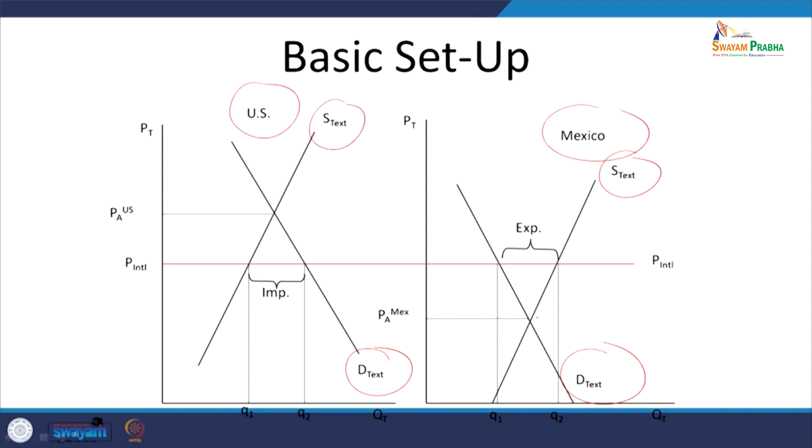Now, in Mexico, so far as textile is concerned, we have already discussed the price is here, their domestic price, especially in the autarky situation. The price is here, Mexico's maximum price, whereas compared to US, the prices are set here as the autarky price, before trade.